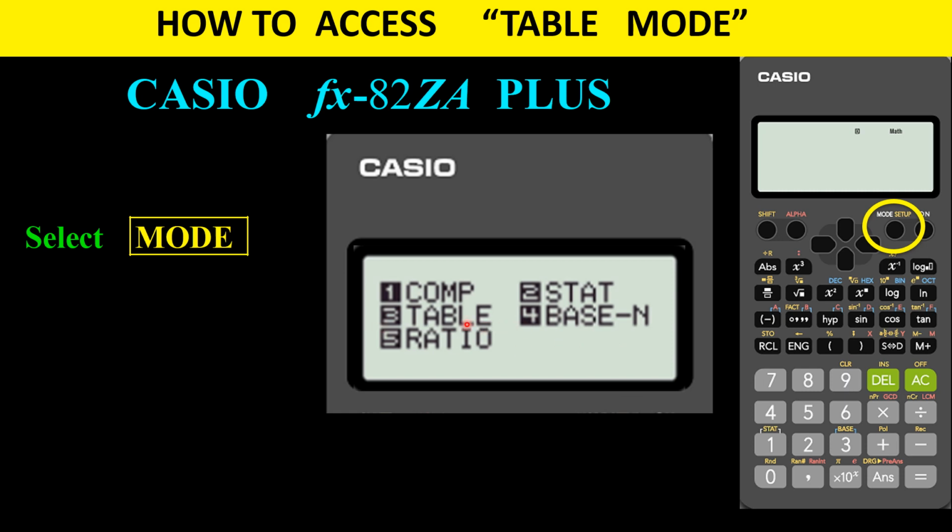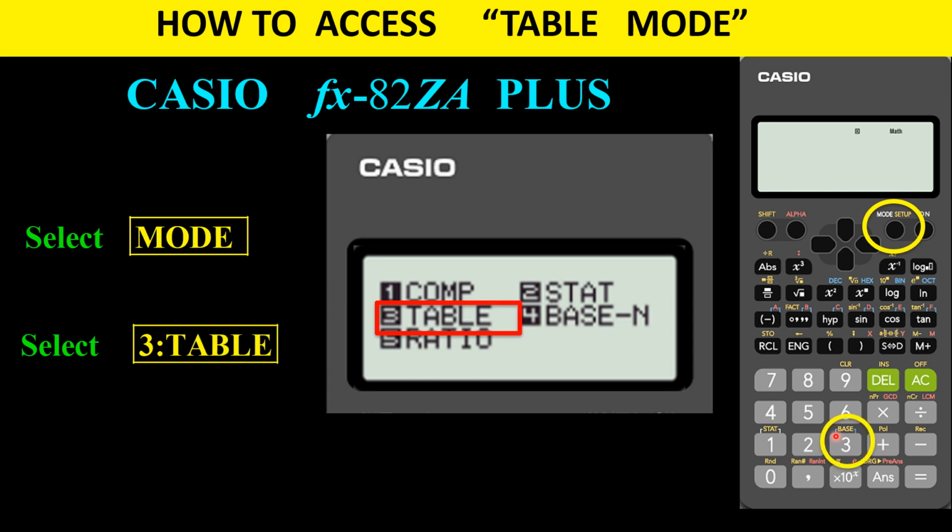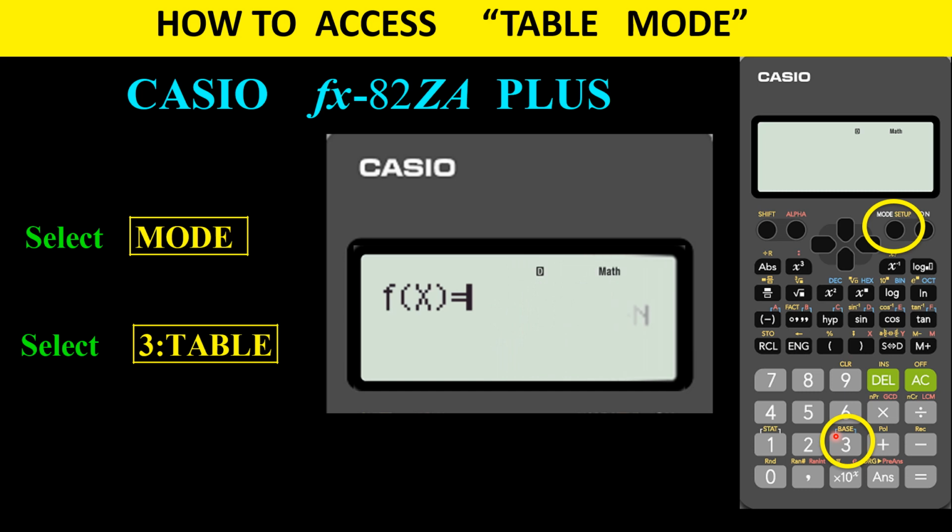Now, because we want the table mode, there are different modes here, but we want to take the table mode, so I have to enter 3. After pressing the 3, you'll see this appear on your screen. Now you're ready to enter the expression for your polynomial f(x). In the next slide, I'll show you how you can enter the expression.